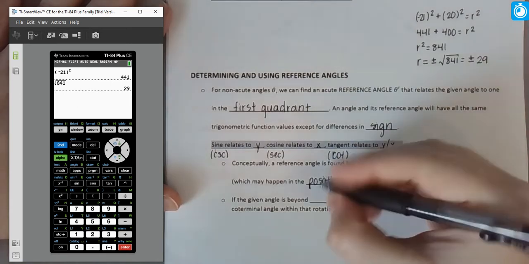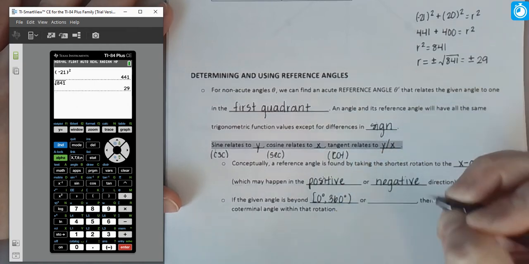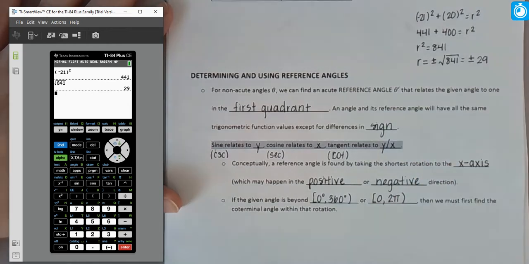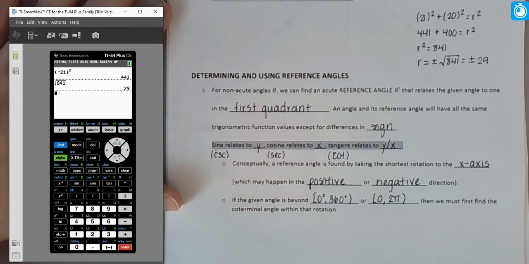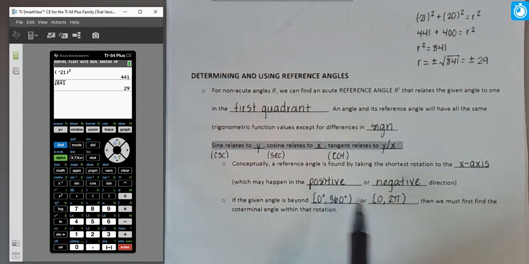So if our angle is beyond the interval from 0 degrees to 360 degrees, or beyond the interval from 0 to 2 pi radians, then the first thing we have to do, before we can come up with this idea of a reference angle, determine what it would be, draw our triangle, all of that, is find a coterminal angle. So we talked about how we'd find coterminal angles. Remember, that's going to be the angle within the standard rotation, within this actual interval, that is related to the angle we have. So we want to find the angle within that interval that looks the same as the actual angle we're looking at.